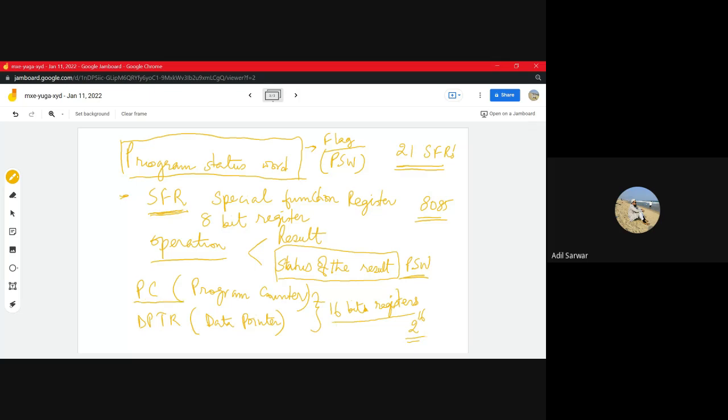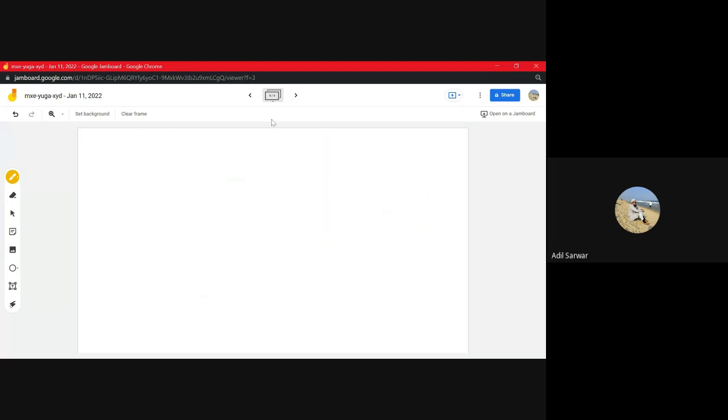So what is the program counter? Program counter is an SFR. It is 16-bit long, and the important thing is, it points to, or it stores, the address of the next instruction in the program.